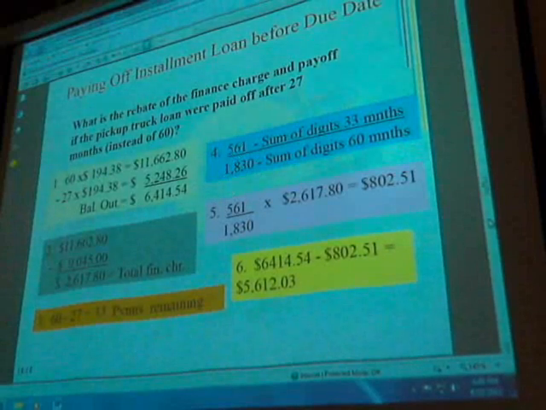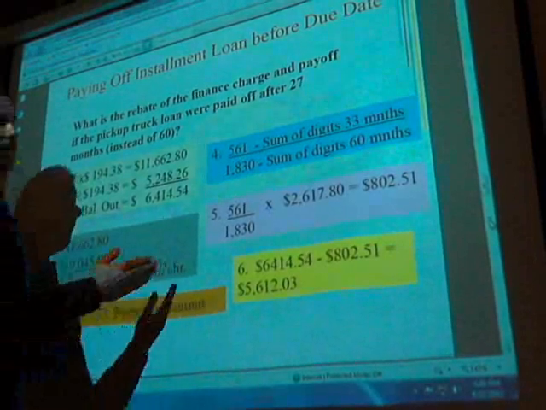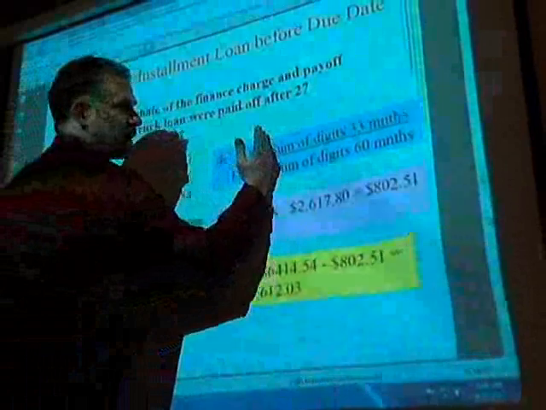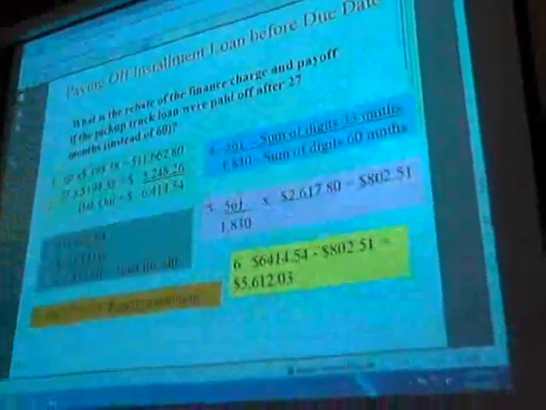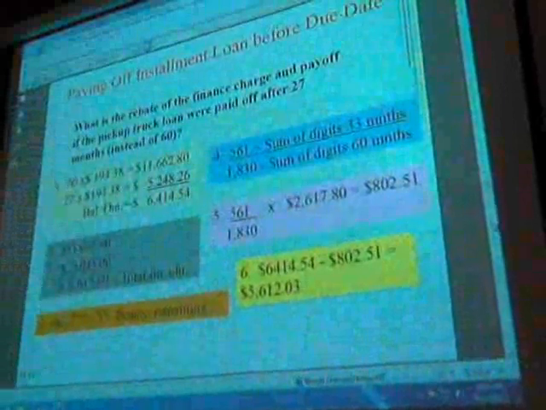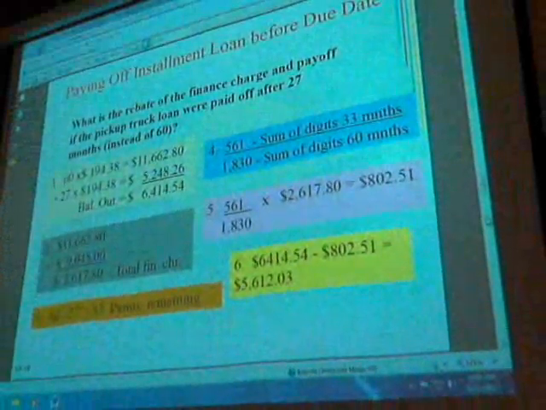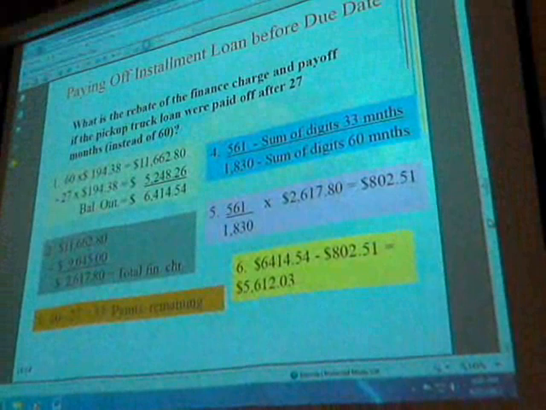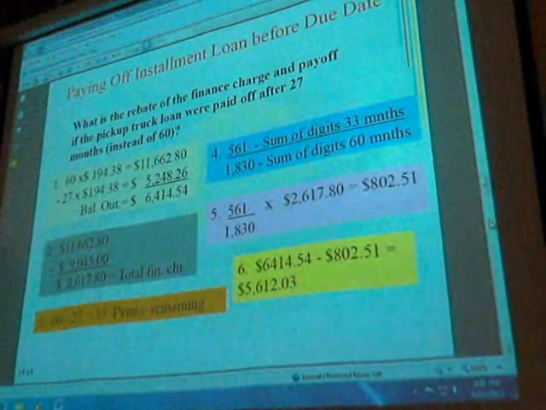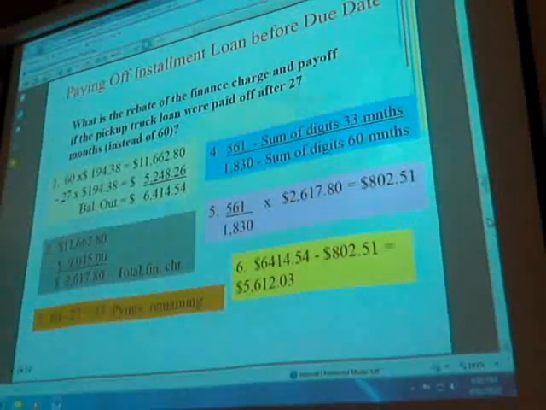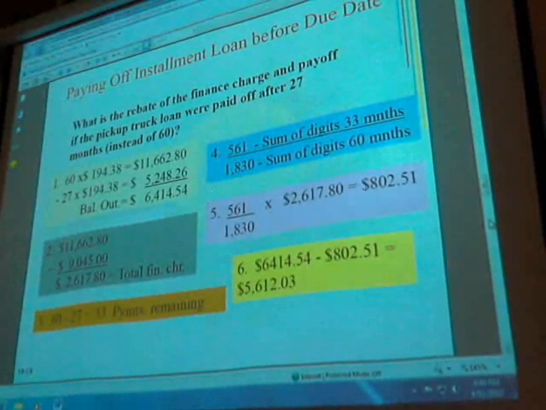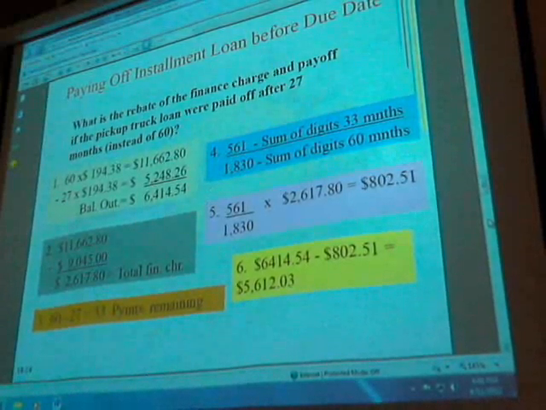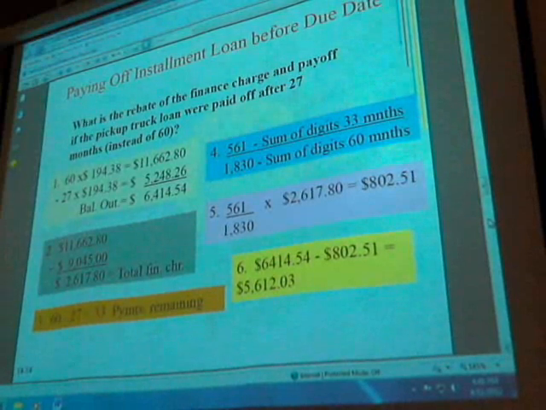So here's your answer. For step number 4, in other words, imagine just this: the 561 over the 1830. That represents the fraction or the percentage of interest you will be saving, which is also called the rebate. Does that make sense? This fraction represents the fraction of the total interest that you will be saving.